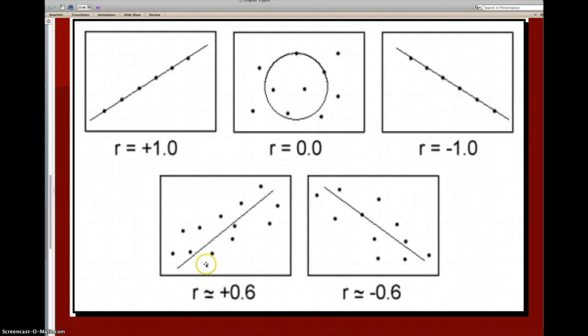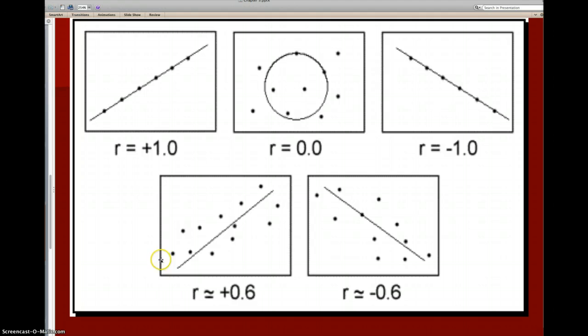In this example, here is a positive correlation of 0.6. So yeah, it's related, but it's got some variance in it. The dots are not laying right on top of the line like they are up here. And again, here's a weaker negative correlation. The line's going from top to bottom and down.